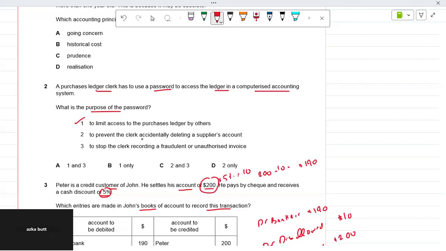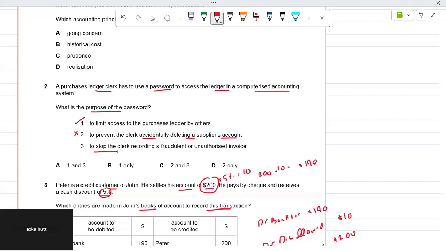Let's see B, to prevent the clerk accidentally deleting the supplier's account. While passwords restrict access, they do not directly prevent accidental deletions. Accidental deletions are typically managed through user permissions and confirmation prompts, not just by password. So this is not a primary purpose of the password.